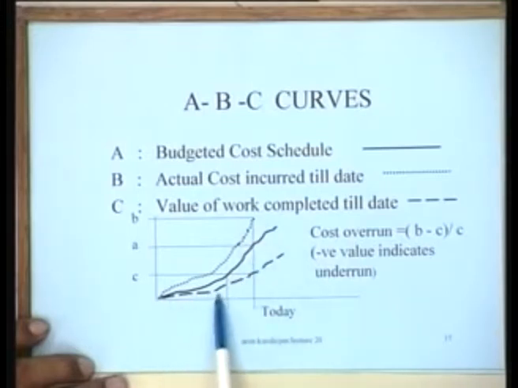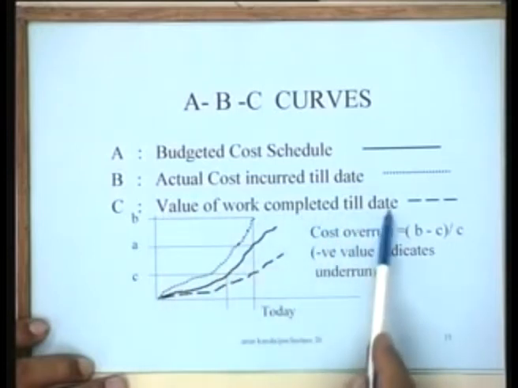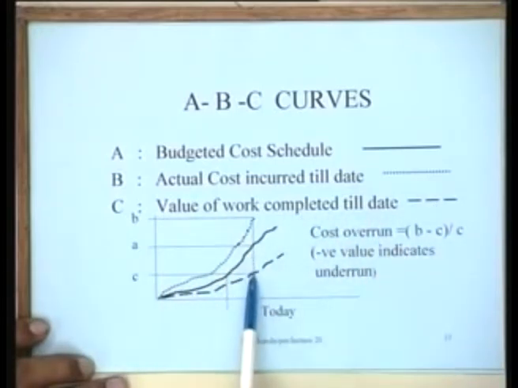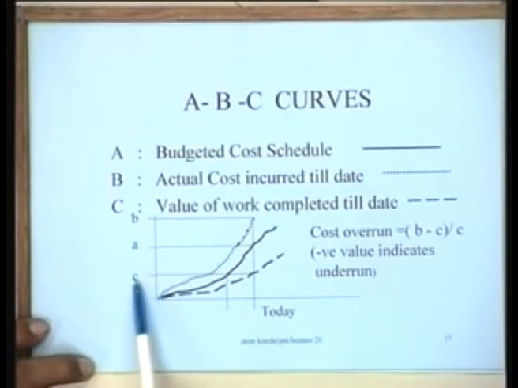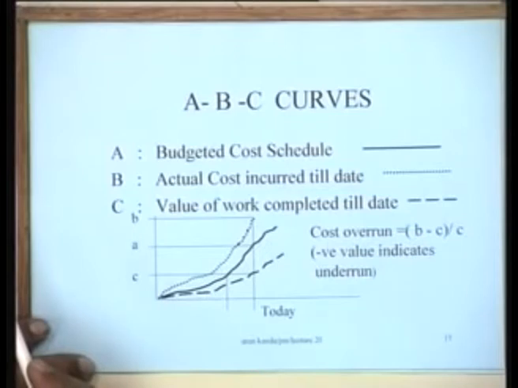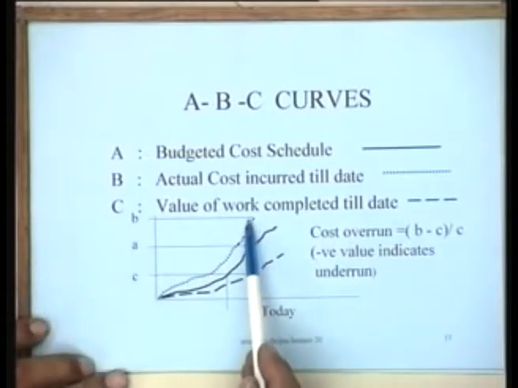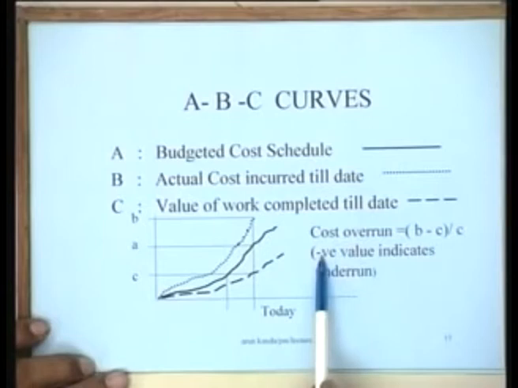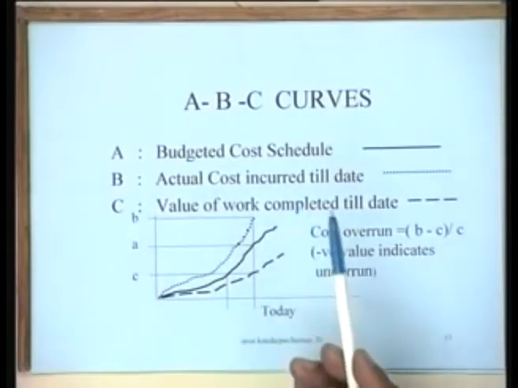So we have the third curve here, which is the value of work completed till date. What we find is that today we assess the situation on the project and find out that only C worth of work is done. So really speaking, the overrun in cost is: C worth of work is done and we have spent B. So the total overrun in cost is B minus C, where C is the value of the work done. B minus C divided by C in fact gives you the cost overrun for the project. So this is the formula that you will use for determining the cost overruns, right? B minus C by C, and if this value is negative, it shows that there is an underrun. That means you are lower than the cost.